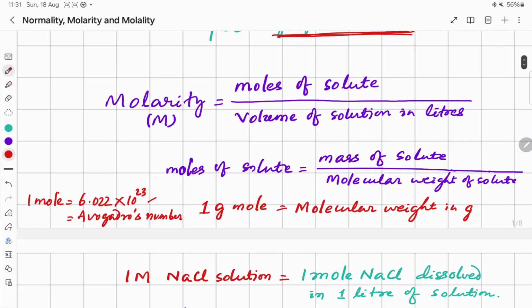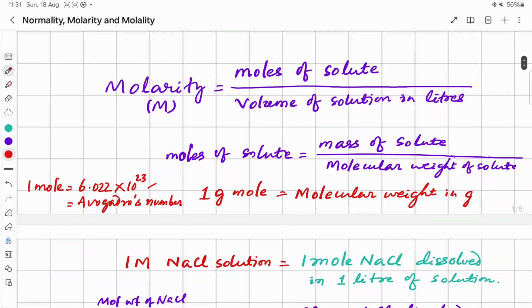So 1 mole is 6.022 × 10^23 atoms or molecules of a substance. So when we say 1 mole, it means this number, 6.022 × 10^23 atoms or molecules, will be 1 mole.